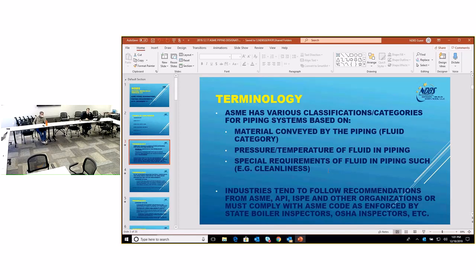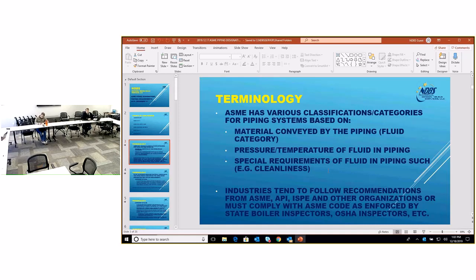So obviously, as we just saw, ASME has various categories or classifications for different piping systems. ASME breaks these up based on the material that's being conveyed. What ASME does is they assign a fluid category depending on the hazard of the fluid and the type of fluid, whether it's a liquid or a gas or a viscous fluid. So we'll talk a little bit about that.